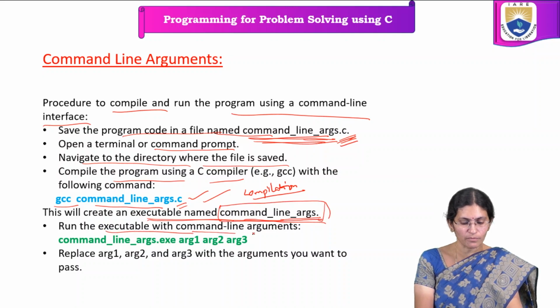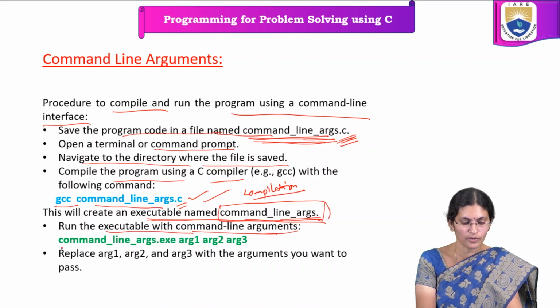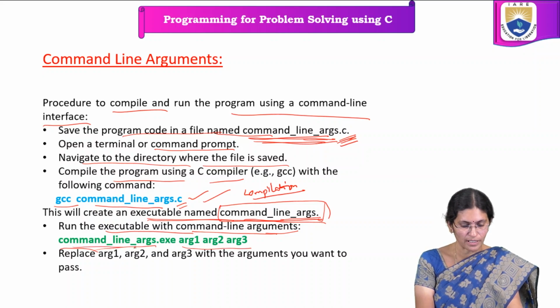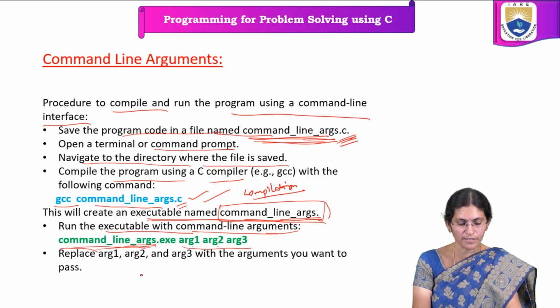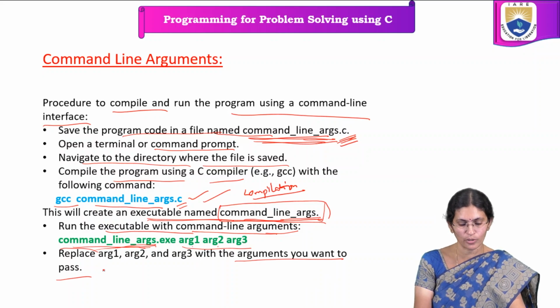Then run the executable file with command line arguments. This is the syntax: you can run the executable file with command line arguments in this way. So in this way you can pass arguments to the main function: the name of the file .exe, arg1, arg2, arg3. These indicate the arguments you want to pass.